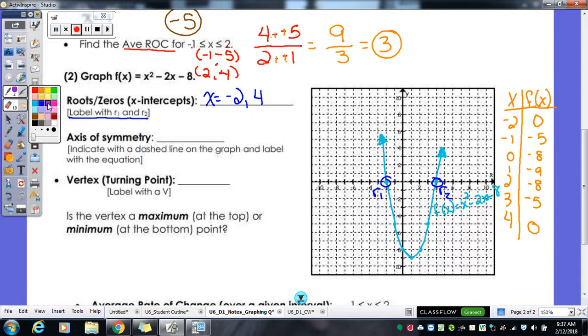Your axis of symmetry is an imaginary line that goes right through the middle. It's x equals 1, and again they tell you to indicate it with a dashed line. Your vertex is down here at (1, -9). Is our vertex a max or a min this time? Min, because it's all the way down at the bottom.